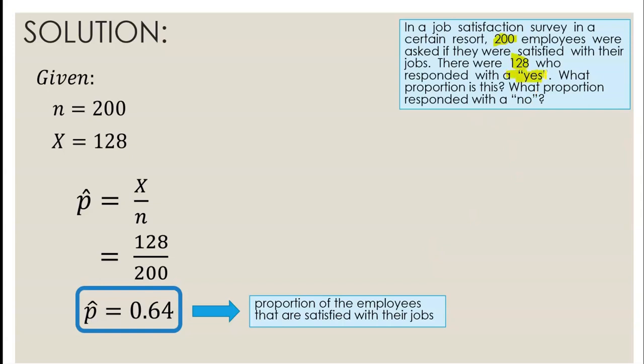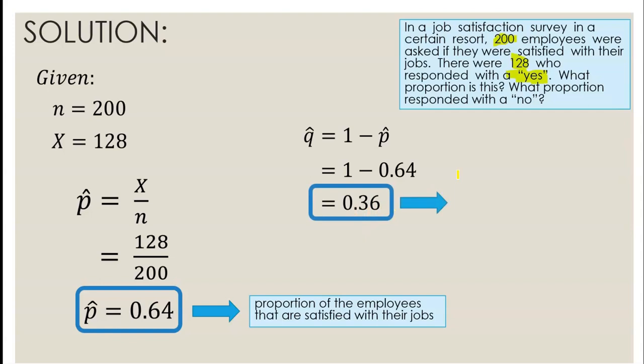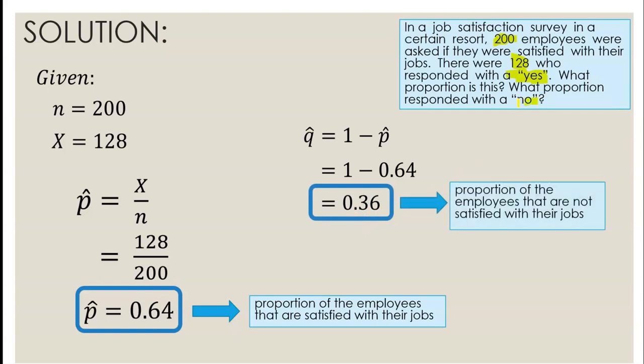Now, let's find the proportion of the employees who responded with a no, meaning they are not satisfied with their jobs. So we use the formula for the complement of our sample proportion, which is Q hat is equal to 1 minus P hat. You will simply substitute the P hat, which is 0.64. So that is 1 minus 0.64. It's equal to 0.36. Now 0.36 represents the proportion of the employees that are not satisfied with their jobs, and they responded with a no with regards to the survey.